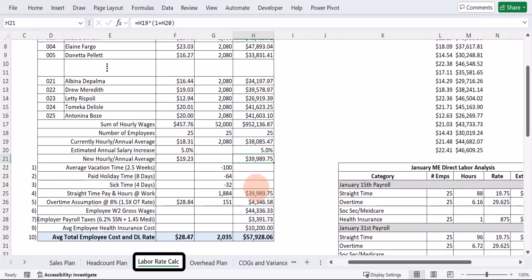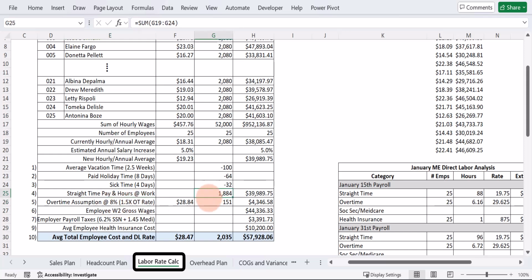Okay, so now we want to figure out how many hours the employees are going to be available to work. Remember, this is the prototypical employee, so we're going to take out 100 hours for vacation, 64 hours for paid holidays, and 32 hours for anticipated sick time. So then that means on a straight time basis, we expect them to be at the office 1,884 hours. And then again, we're going to add in our 8% of overtime.